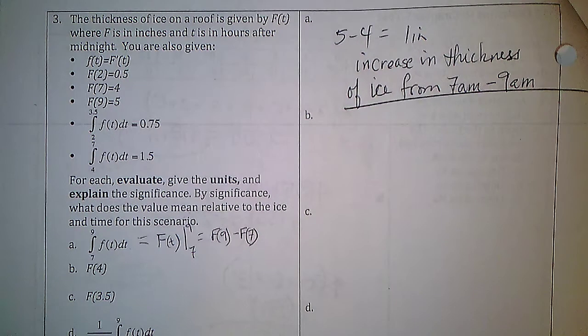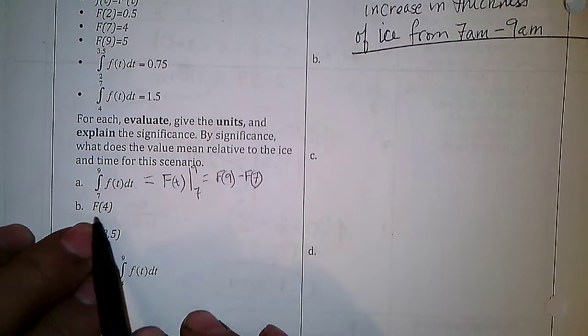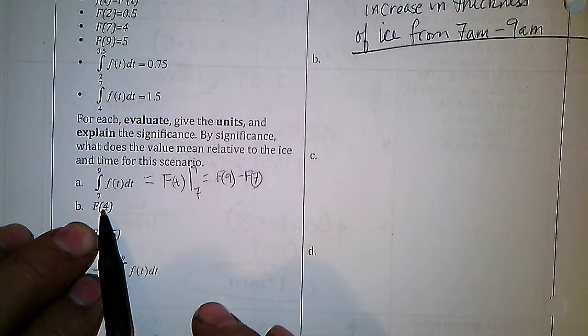Okay, next one. F of 4. So this means we've got to figure out how thick the ice was at 4.